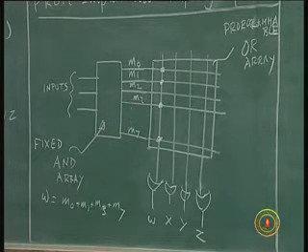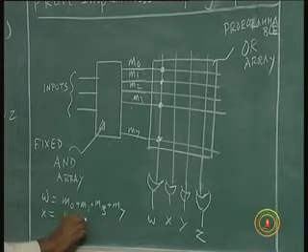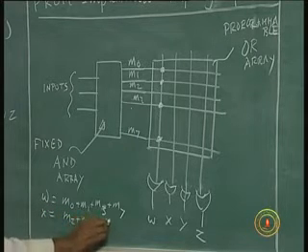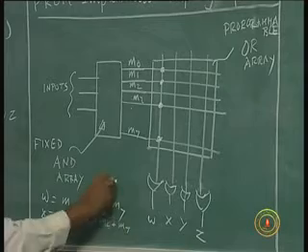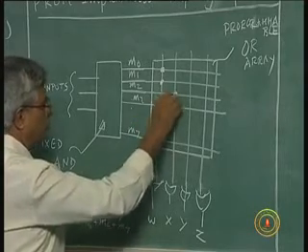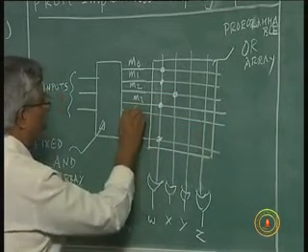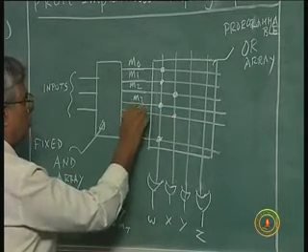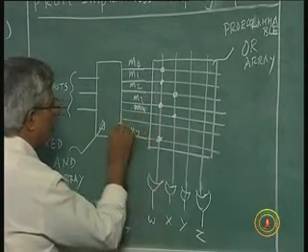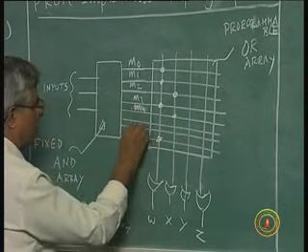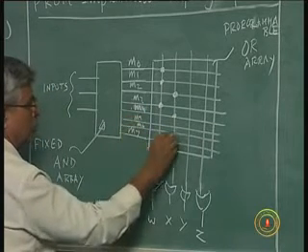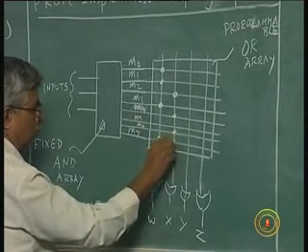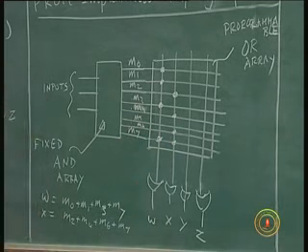Similarly for X I have different combinations. X may be M2 plus M7, M4 plus M6 plus M7. So it may be M2, M4, M6. This is only a symbolic representation.